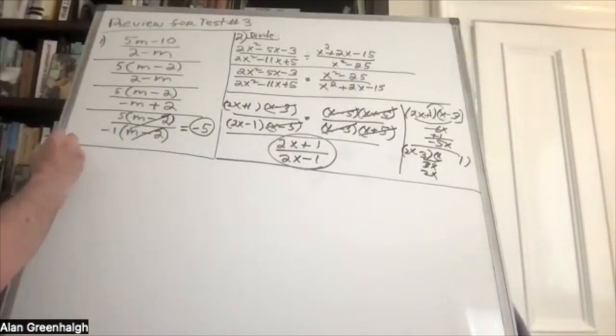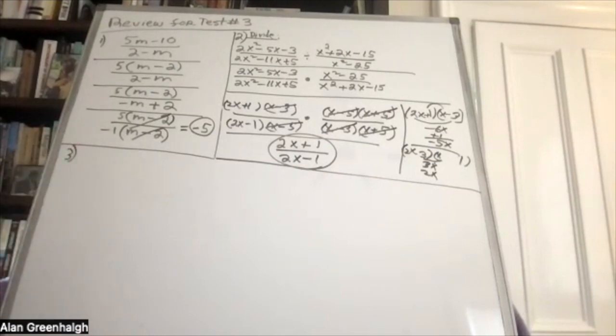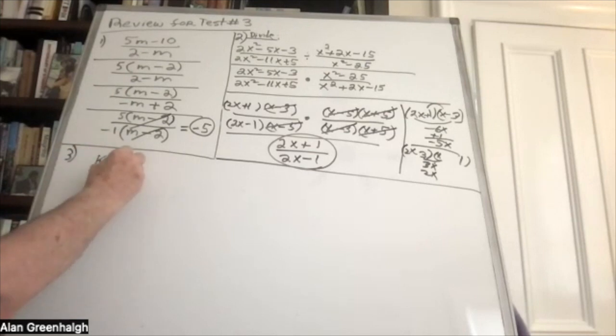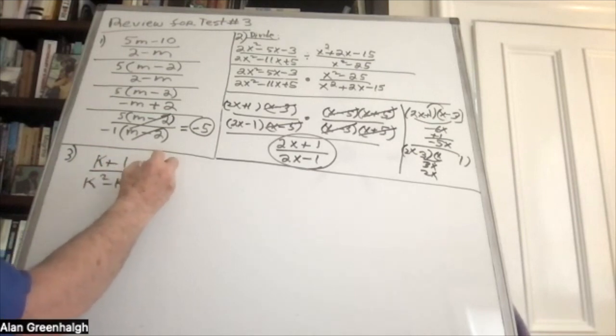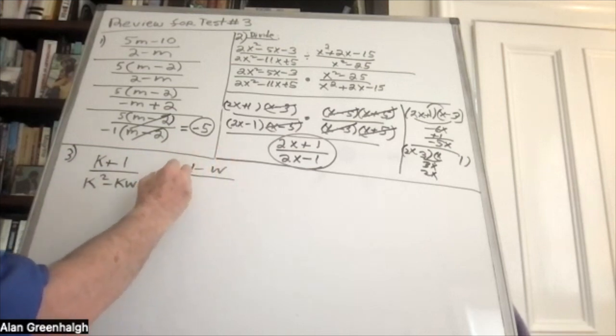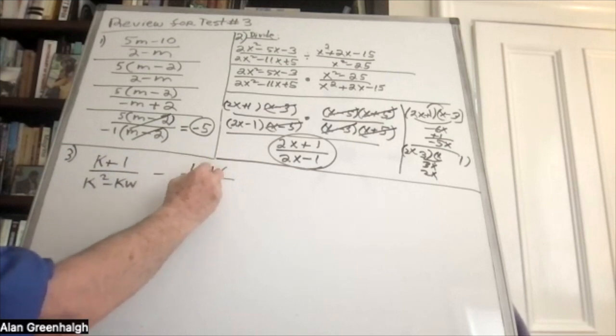Problem number 3. Because there's an awful lot of factoring. We have more factoring. Oh, you know why? Because there's more factoring in this problem than any other problem. Like the next problem I'm looking at is problem number 3, which looks like this: K + 1 over K squared minus KW, and then minus 1 minus W divided by W squared minus KW.